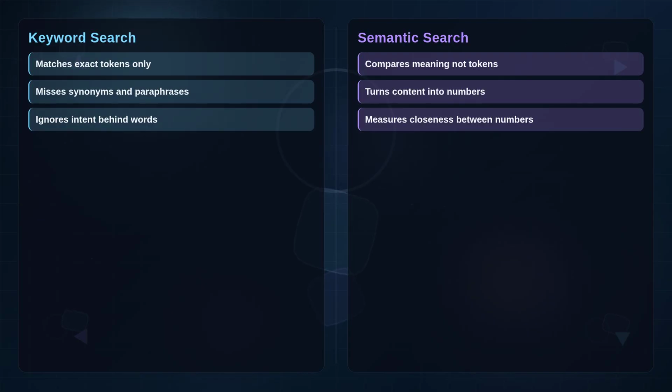Semantic search takes a different path. Instead of comparing the raw text, it first converts each piece of content into a list of numbers that captures what the content is about. Two passages that mean similar things produce similar lists of numbers, even when they share no words at all. Once meaning is represented as numbers, finding related content becomes a geometry problem. You are simply looking for the numbers that sit closest together. That single shift from matching tokens to measuring distance between numbers is the entire foundation of vector search. Everything else is detail about how to store those numbers and how to find the nearest ones quickly.